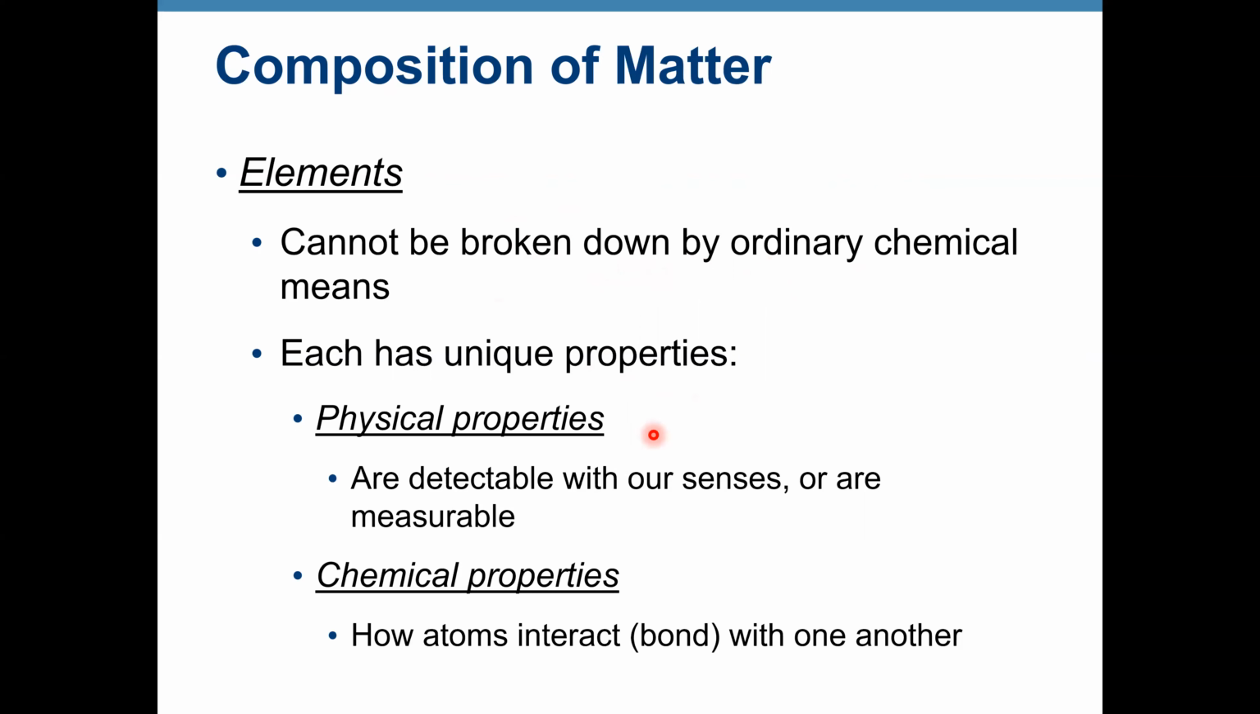So each element has unique properties. It has physical properties, and physical properties are detectable with our senses or are measurable, and chemical properties. Chemical properties are how atoms interact or bond with one another.